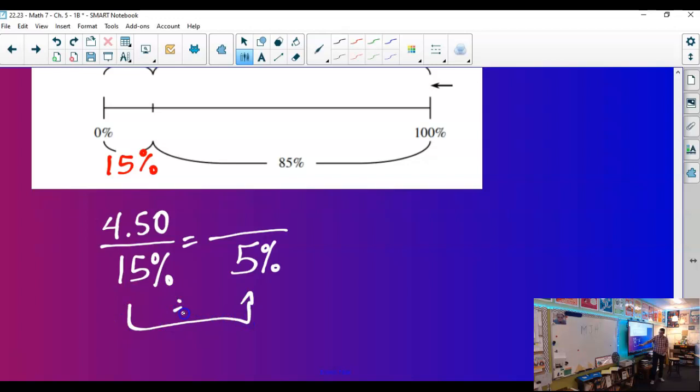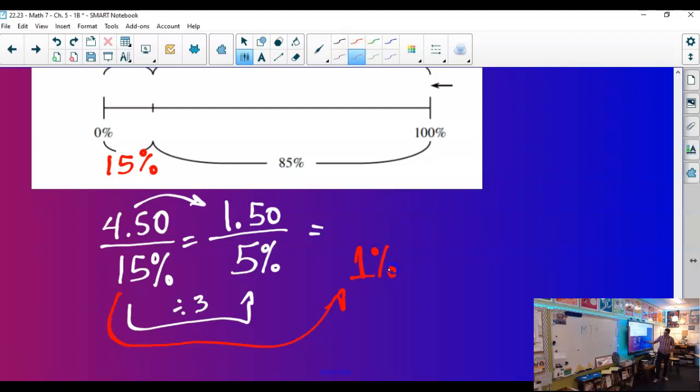Divide by 3. Remember, we cannot add or subtract. We got to multiply or divide. So I get $1.50 is 5%. Now, a few of us, as I walked around, and I know for sure Lucy did this. Lucy, what'd you go to? I went to 1. We could go all the way down to 1% and then work it from there. To do that, we divide by 15. What'd you get for your 1%? 0.3. Well, 30 cents. Either way, both of these are right, and both of them can be used.